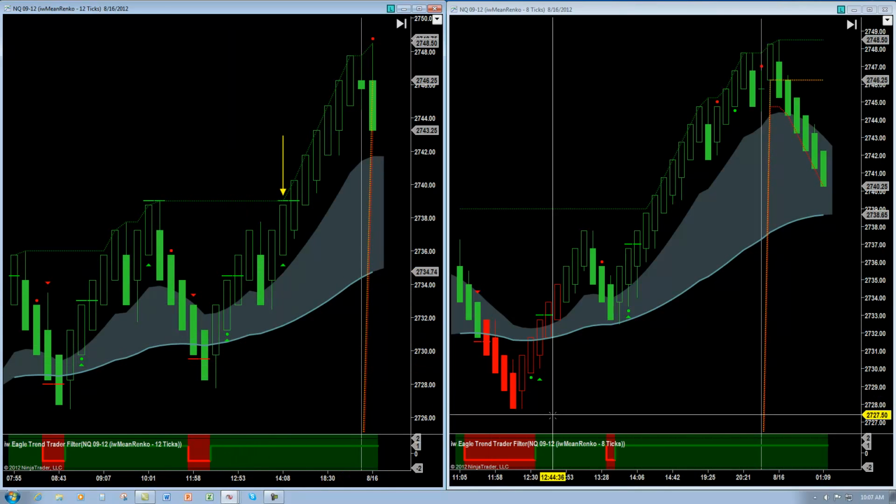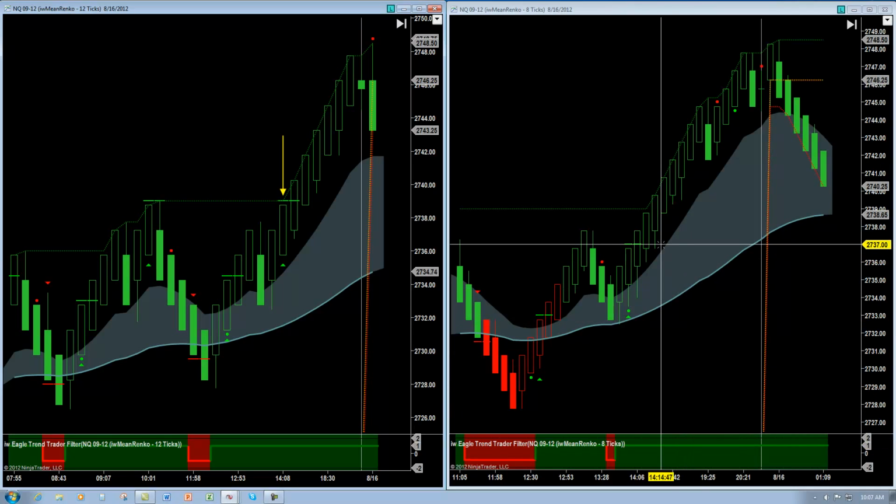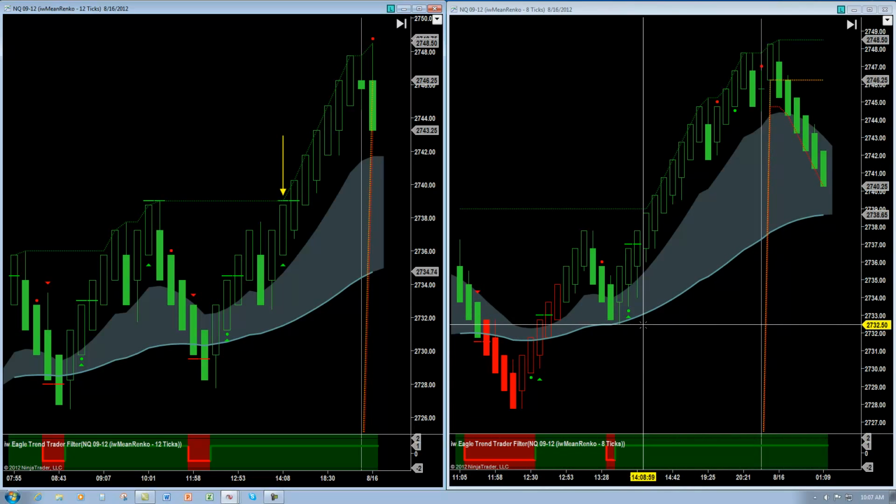Now in the case of the 8 range chart, my entry is going to be here at 37 even, and my stop is going to be down here. You know what, why don't we just call it 32 to keep it simple, for a 5-point stop as opposed to a 7. So I like the fact that because I use an 8-range chart, it gives me a little bit more of an advantage with a tighter stop.